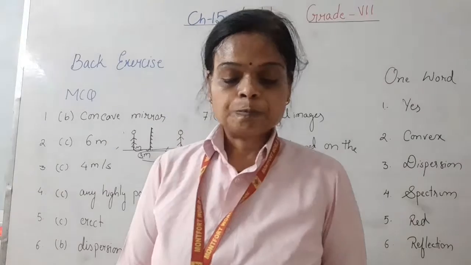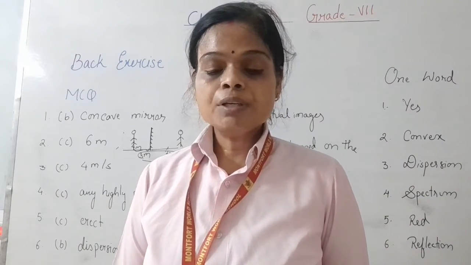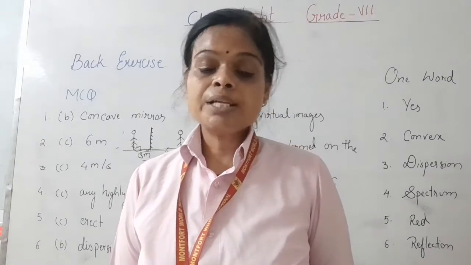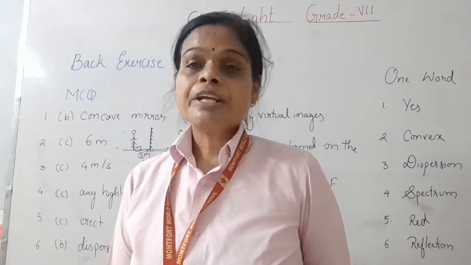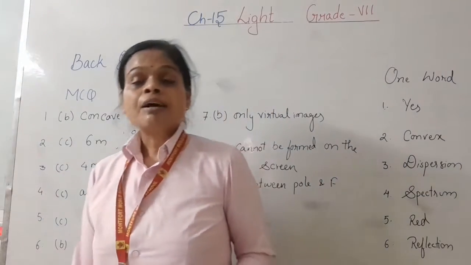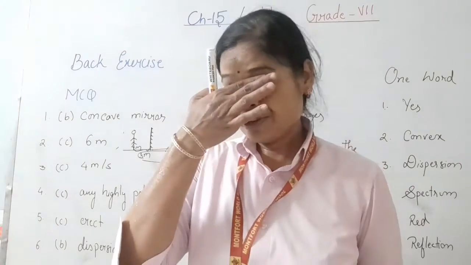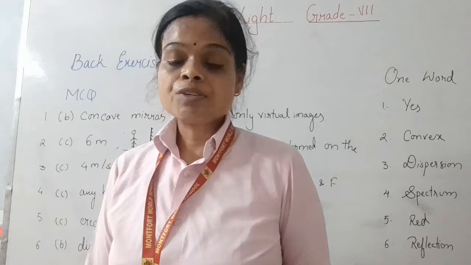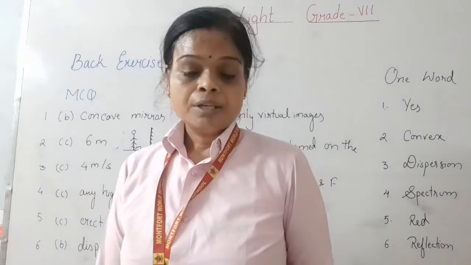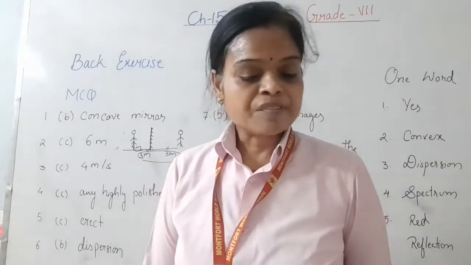Give reasons. If we remove one of the colors of the Newton disc, will it appear white when rotated? It will not appear white because our sunlight consists of 7 colors. So when you rotate the Newton disc, if you remove one of the colors, it will not appear white, because our white light consists of all the 7 colors.